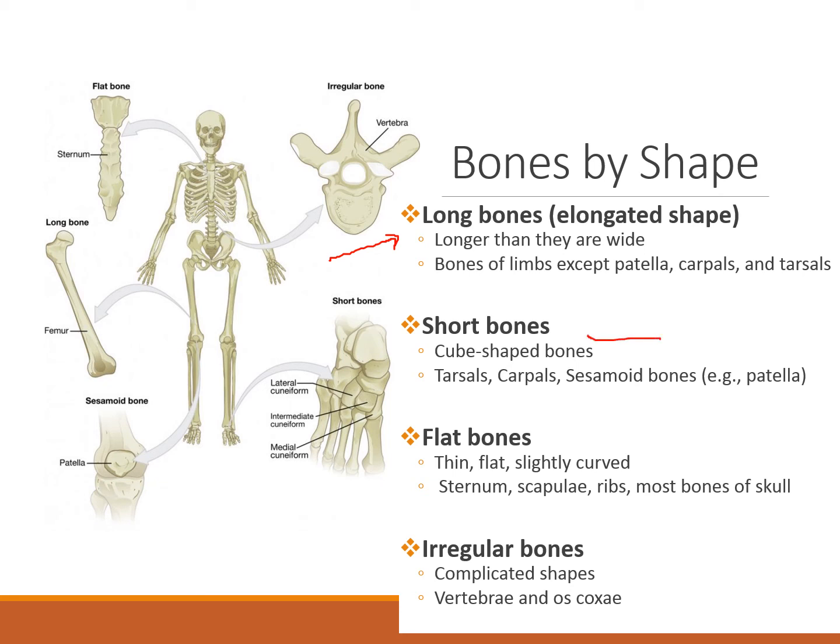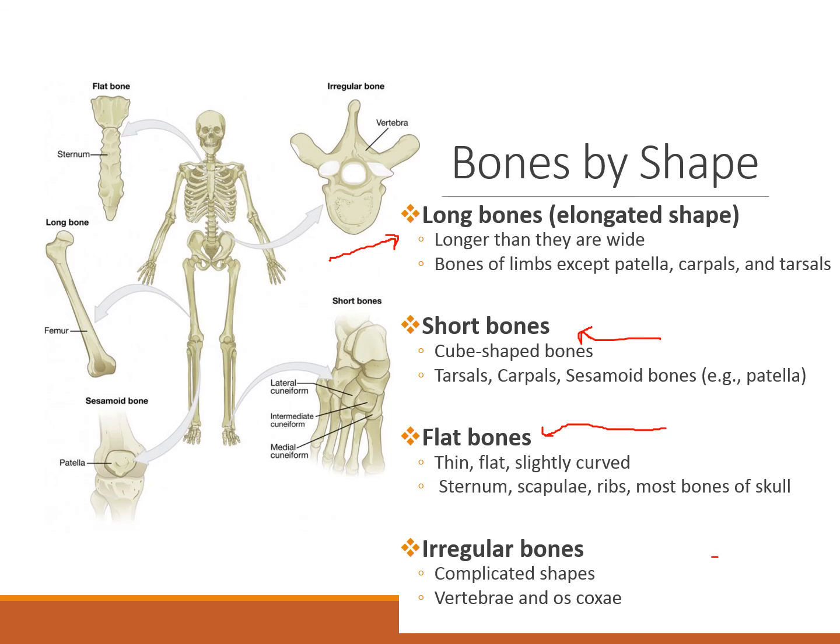Next, you have short bones. These are cube-shaped. They're roughly as long as they are wide. The bones of your wrist, that is the carpals, the bones of your ankles, that is the tarsals, and your patella, which is called a sesamoid bone, all of those are short bones. Then you have the bones of the skeleton like the ones in your skull and the scapulae and the ribs. These are very thin, flat, and slightly curved bones. They are called flat bones. So again, that's your sternum, the scapulae, the ribs, and most of the bones of your skull.